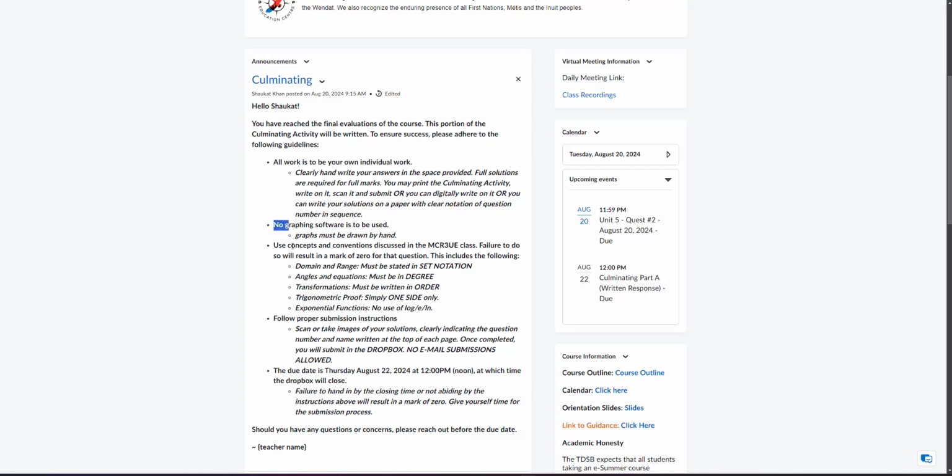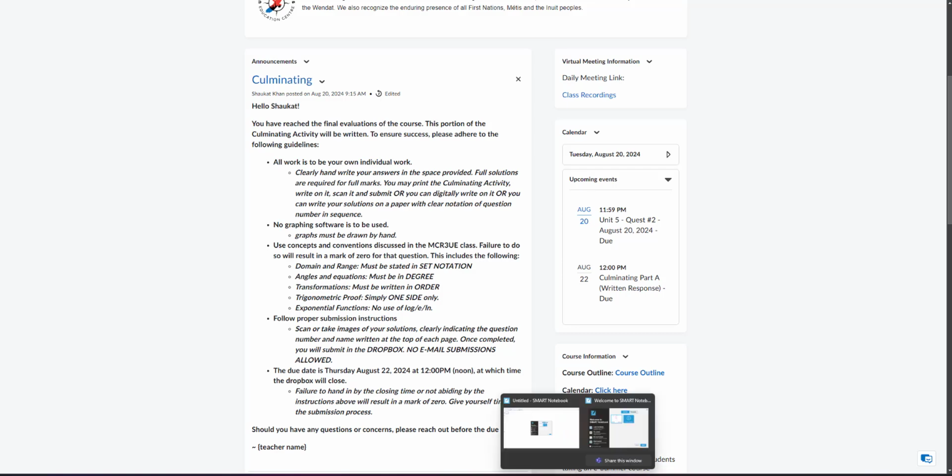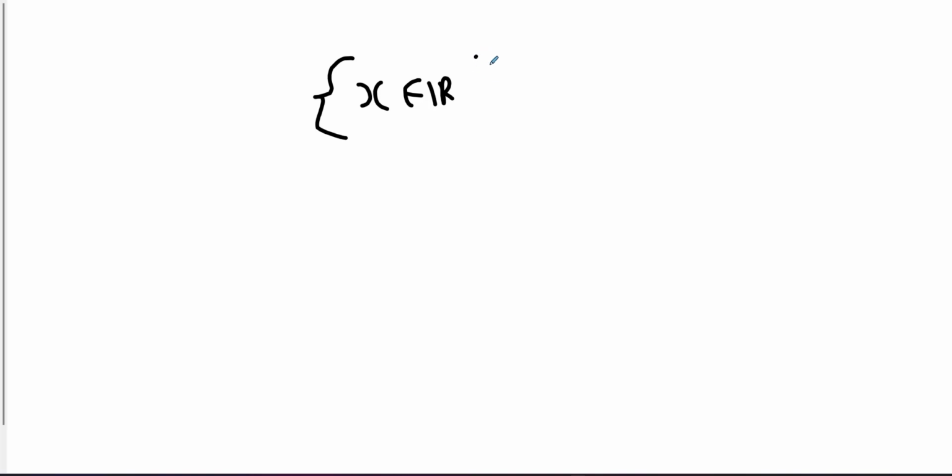So as I was saying, all work has to be your own work. No graphic software. You have to use concepts learned in this class. Failure to do so will result in a mark of 0 for that question. This includes the following. So, domain and range must be stated in set notation. What that means is set notation, if you forgot, is when you're writing your domain and range in this format. This is considered set notation.